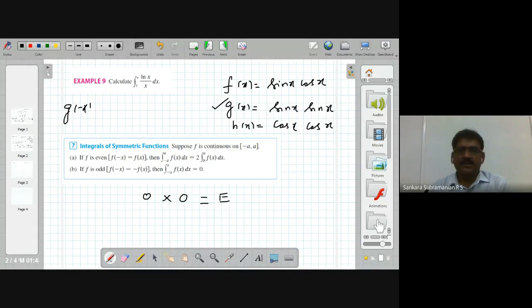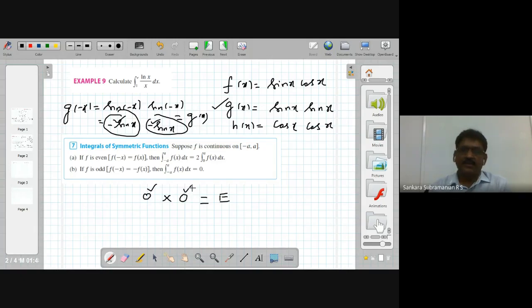g of minus x is equal to sin of minus x into sin of minus x. Sin of minus theta is minus sin of x. Similarly here, you get minus sin of x. These minuses together become plus. You get minus of minus plus, which is equal to g of x. So therefore, if you multiply odd function into odd function, you will be getting even function.